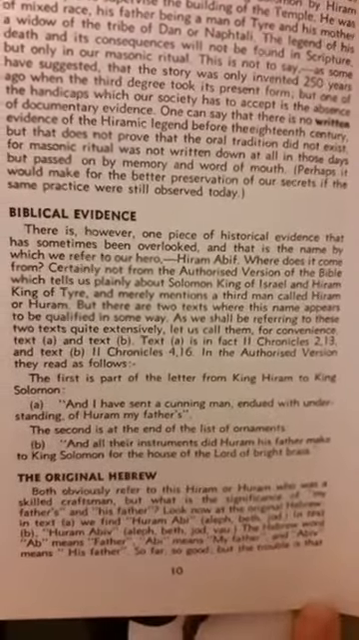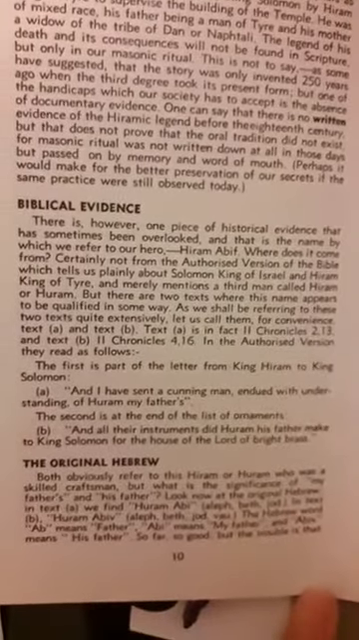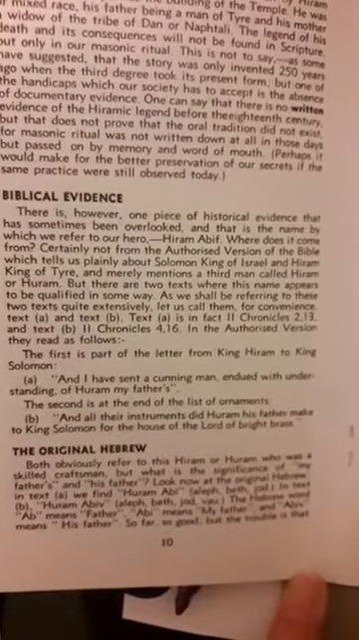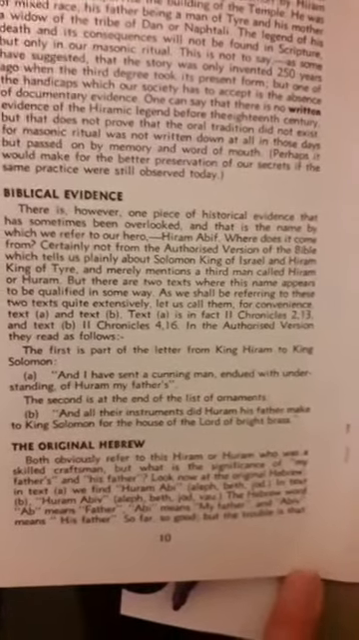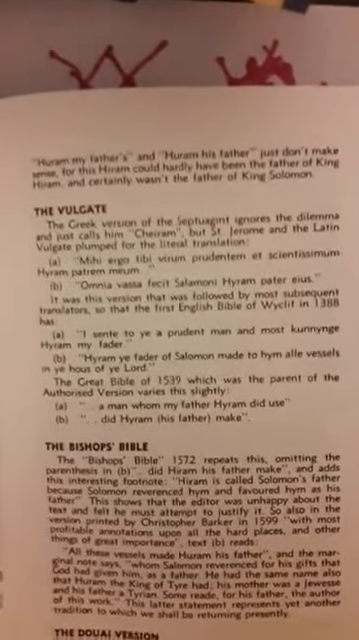One piece of that has sometimes been overlooked, and that is the name by which we refer to our hero, Hiram Abiff. Where does it come from? Certainly not the authorized version of the Bible, which tells us plainly about Solomon, king of Israel, and Hiram, king of Tyre, and merely mentions a third name called Hiram or Huram. I'll leave that there for my little religious friends.